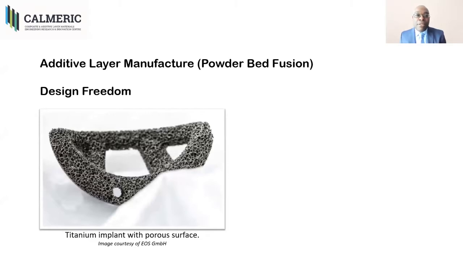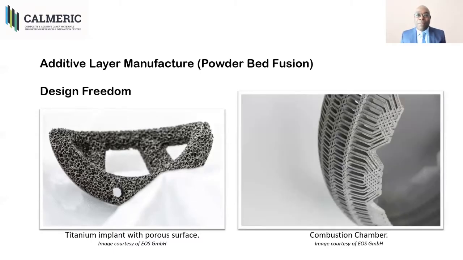Here we have a titanium implant with a porous surface. And within the surgical world, when that's implanted into a patient, that porous surface can enable the human bone to knit with that surface beautifully. And again, this is possible as a result of additive layer manufacture. And just our final image, we have a combustion chamber. And again, another example of the type of complexity that can be built into our parts made from additive layer manufacture. So it's absolutely wonderful what a design engineer or a designer can now start to dream up now that he has use and access to this type of additive layer manufacturing technology.